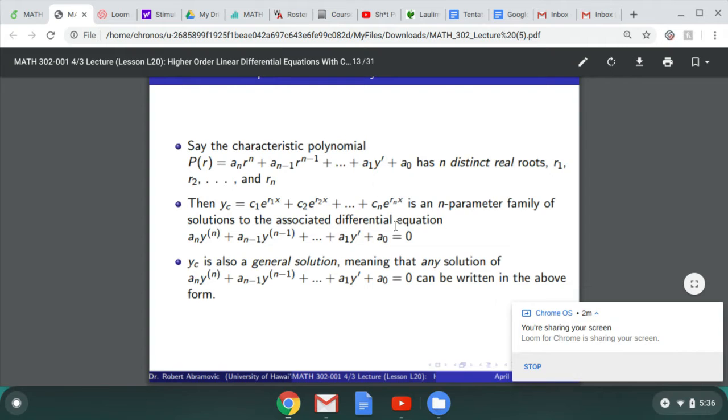So this is pretty straightforward. If you get n distinct roots of a polynomial that has degree n, then you just form those n distinct solutions. You get an n-parameter family of linearly independent solutions. All the solutions are linearly independent. You get an n-parameter family, and that is your general solution.